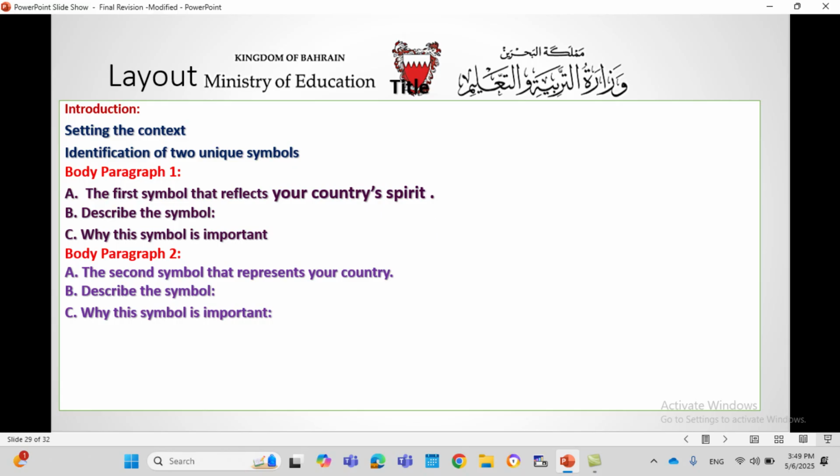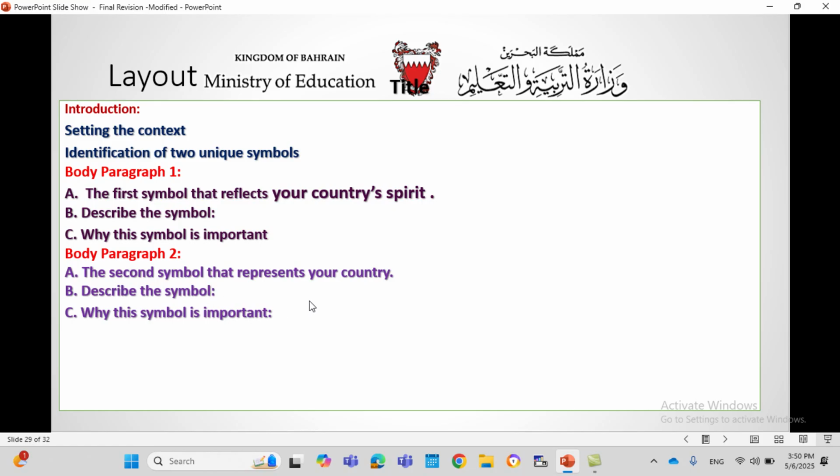Okay, what makes Bahrain unique, or what makes Bahrain different from any other country? Describe the symbol. Why is this symbol important? This is the first symbol. In the second paragraph, we talk about the second symbol that represents our country.